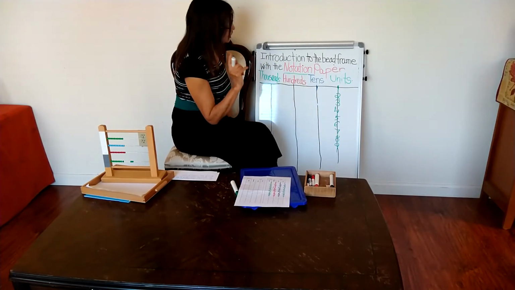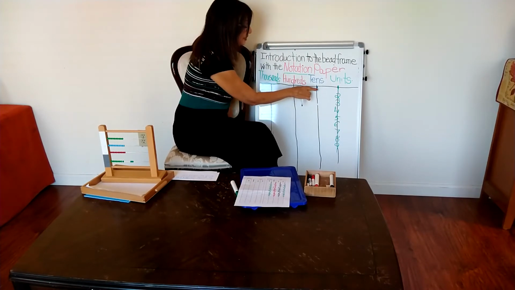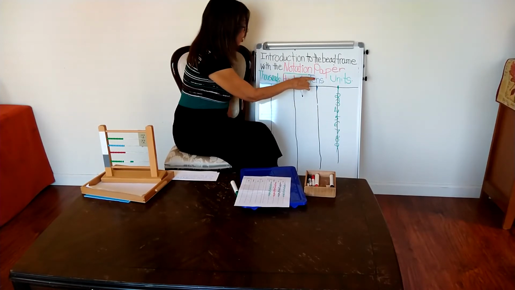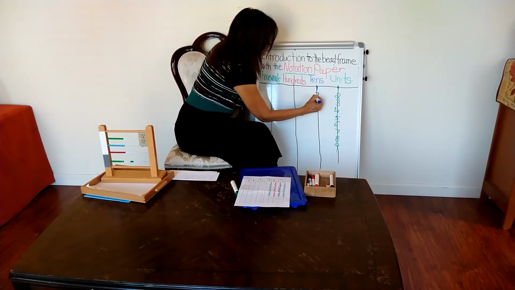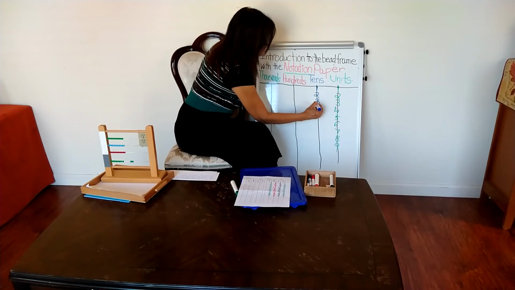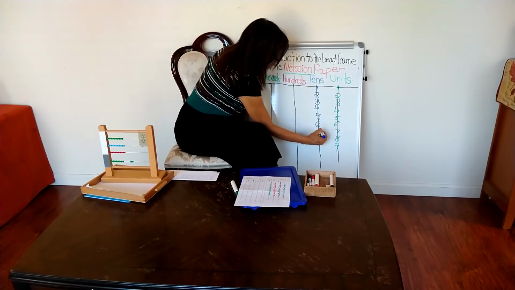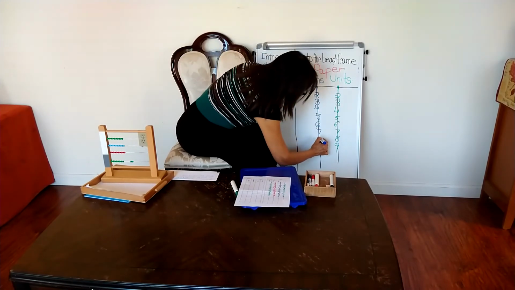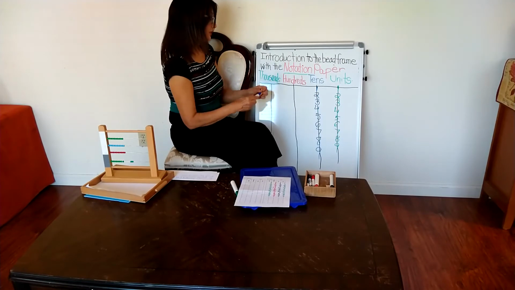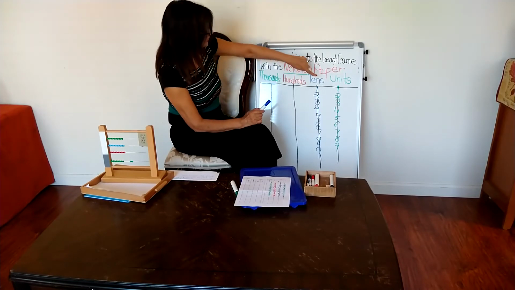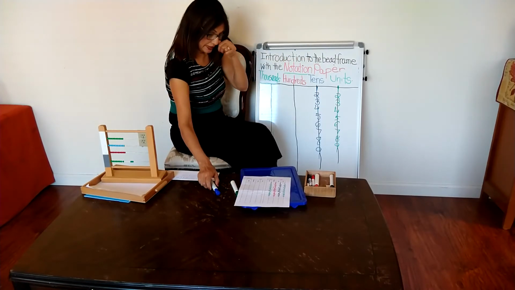Tens here. 1 ten. We are not writing a 0. We are just showing the place value. So this 1 is on the tens place, so it means it's 1 ten. 2 tens, 3 tens, 4 tens, 5 tens, 6 tens, 7 tens, 8 tens, and 9 tens. So we know that these are 2 tens because they are on the tens place.